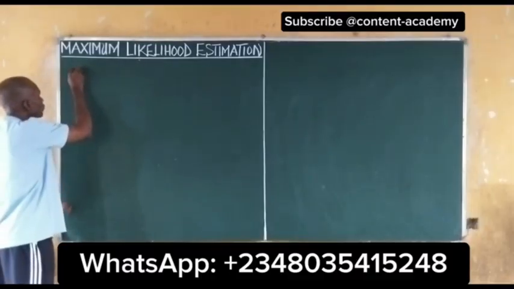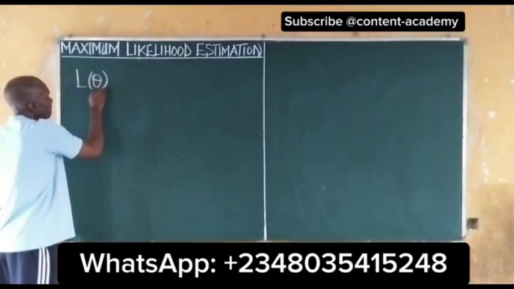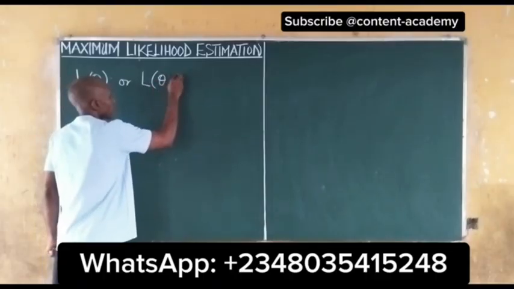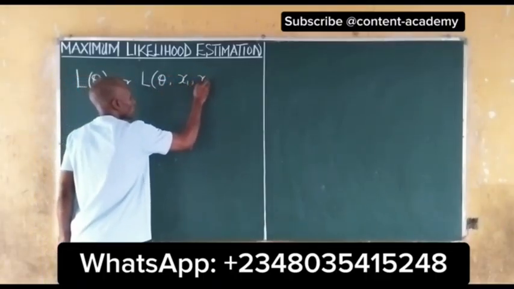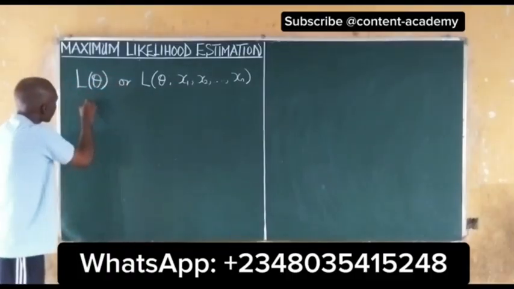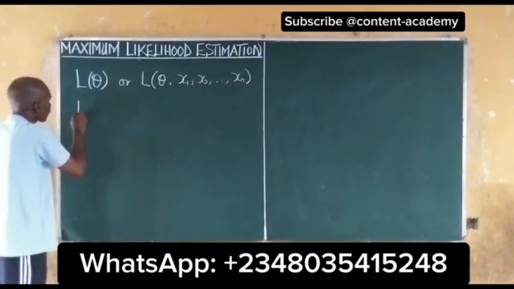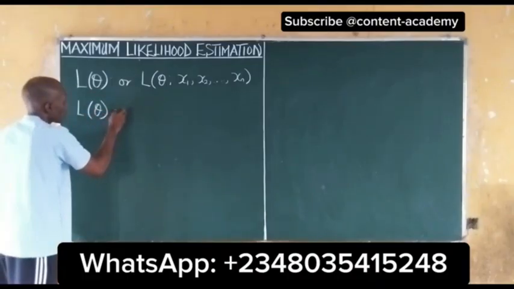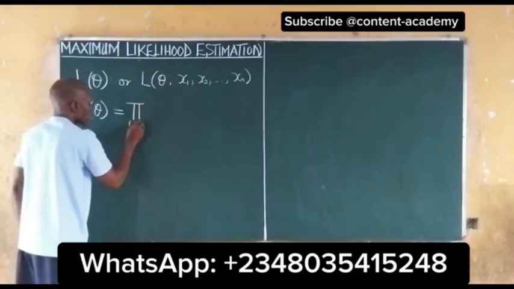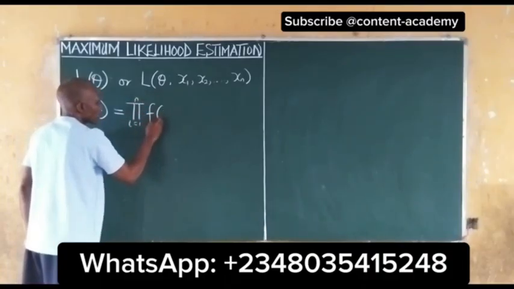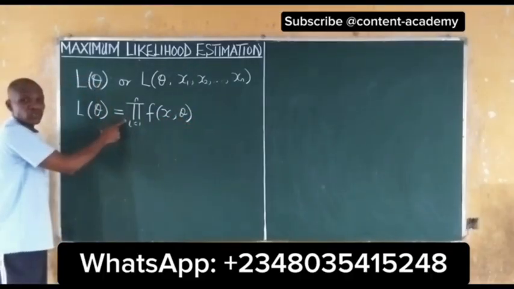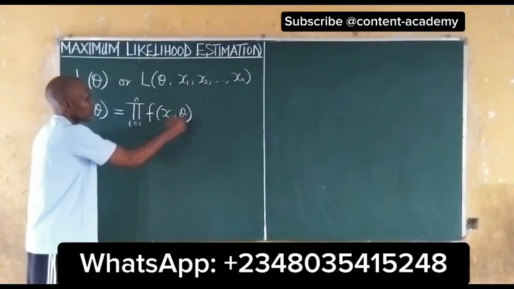So the likelihood function, which is denoted as L of theta, x1, x2 to xn, is equal to the product, as i goes from 1 to n, of any given probability distribution. So the likelihood function is equal to the product of any given distribution.